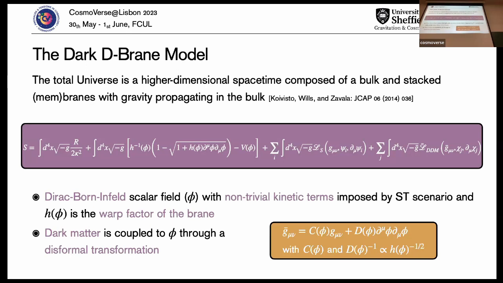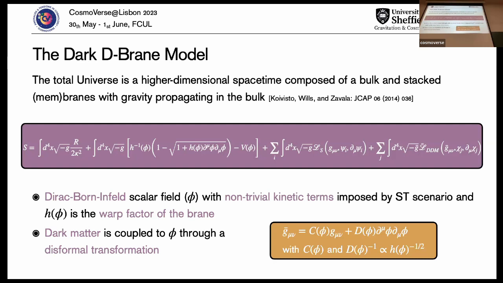Now, we no longer have the freedom to choose C and D, because we know that C and D are proportional to H to the power minus 1/2. H was the warp factor of the brane. Sorry, actually they are inversely proportional, so we cannot set one to 0, because that will be pi, and the other one becomes infinity.